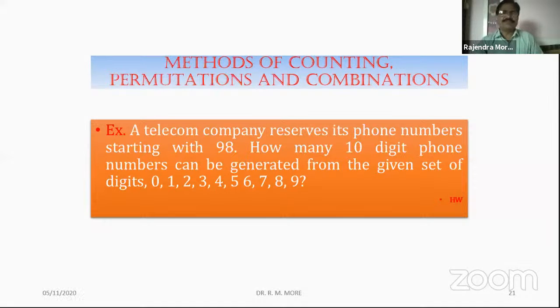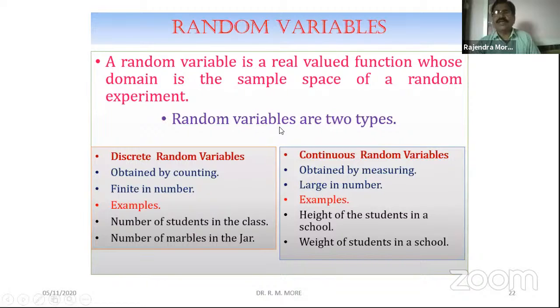Now let us come, as I told you, to random variables. A random variable is defined as a real valued function whose domain is the sample space of the random experiment. These random variables are of two types: discrete random variable and continuous random variable. What is the difference between these? Discrete random variables are obtained by counting because they are randomly distributed and therefore we can count them. But continuous random variables cannot be counted. They can be measured. Discrete random variables are finite in number, but large in numbers, the continuous random variables. Examples: number of students in the class, we can count. Number of marbles in the jar given, we can count.